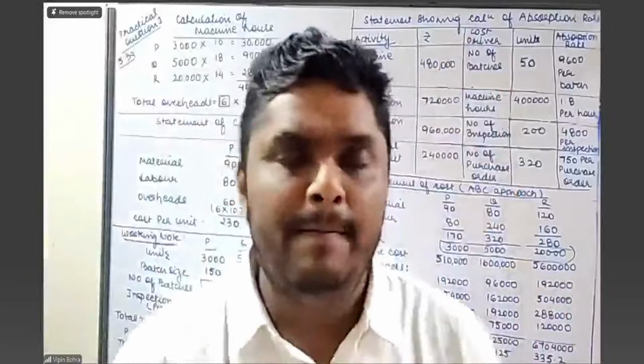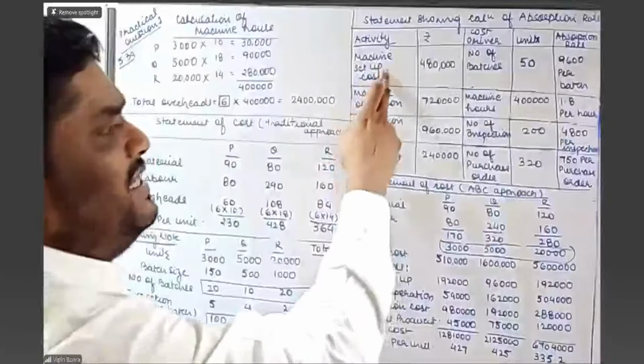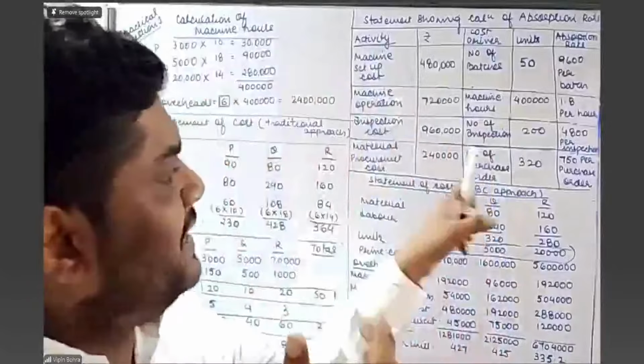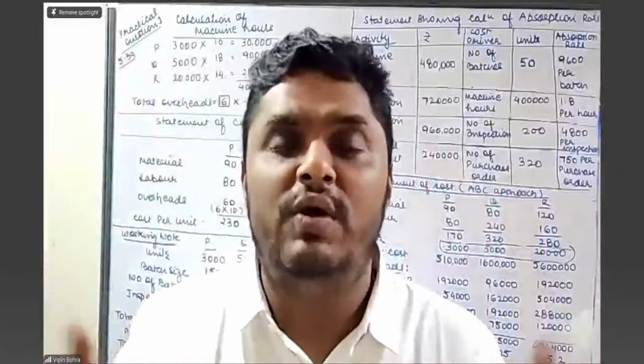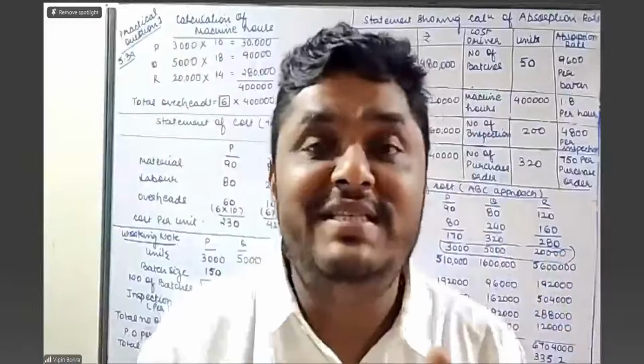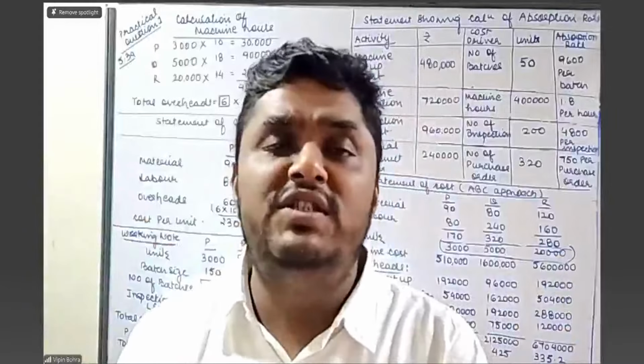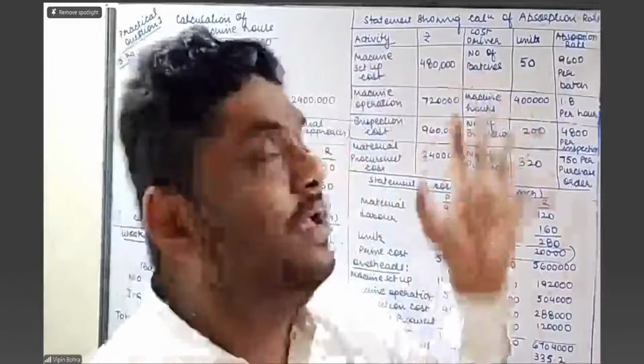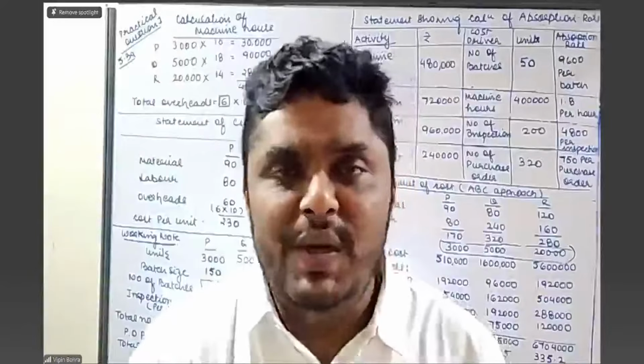Because see guys, very important, machine setup cost has nothing to do with inspection. Machine setup cost has nothing to do with purchase order. And again, machine setup cost has nothing to do with machine hours. So the most appropriate basis of absorption is what? The number of batches. So this will come with practice.